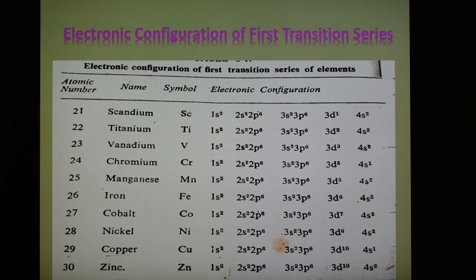Chromium, having atomic number 24, has the outer orbital configuration 3d5 4s1, instead of the expected 3d4 4s2. And copper, atomic number 29, has the configuration 3d10 4s1 instead of 3d9 4s2. Both these elements have only 1 electron in the 4s subshell instead of 2.